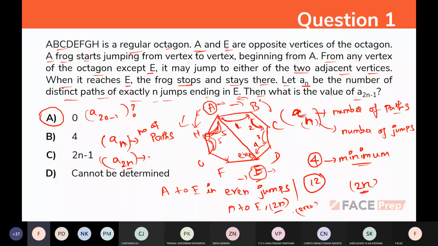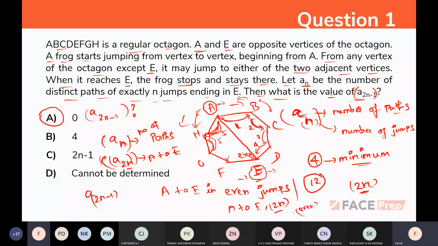They're asking in which path the frog will take an odd number of jumps. Yes, that is the question. They asked what is the value of A to N minus 1. We need to consider it like this. It is the number of paths only. Understood, sir. Thank you, sir.